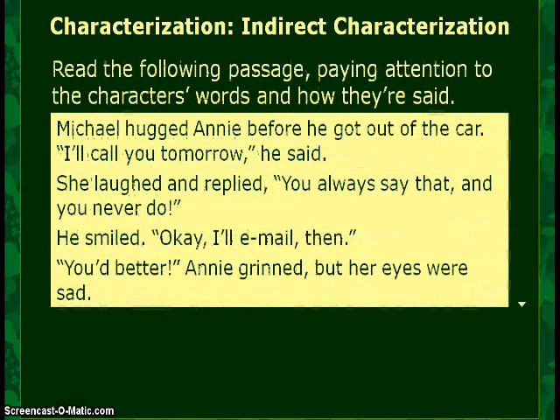Let's look at the following passage. Let's pay attention to the characters' words and the way that they say them.